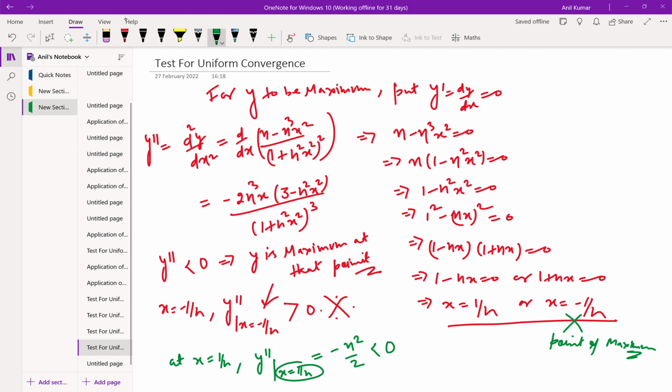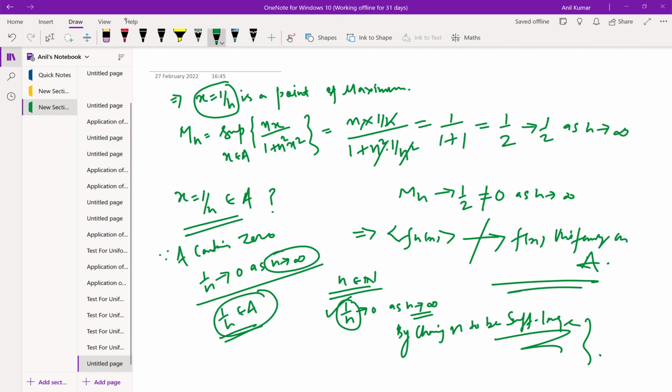So putting these points, we checked whether we get the maximum. After that we found the double derivative, because only if the double derivative is less than 0 will y be maximum at that point. If it is positive, then y has a minimum at that point. Then we applied the MN test, because the MN test says if it converges to 0 then convergence is uniform, otherwise the convergence will not be uniform. So thank you. We will meet in the next class.